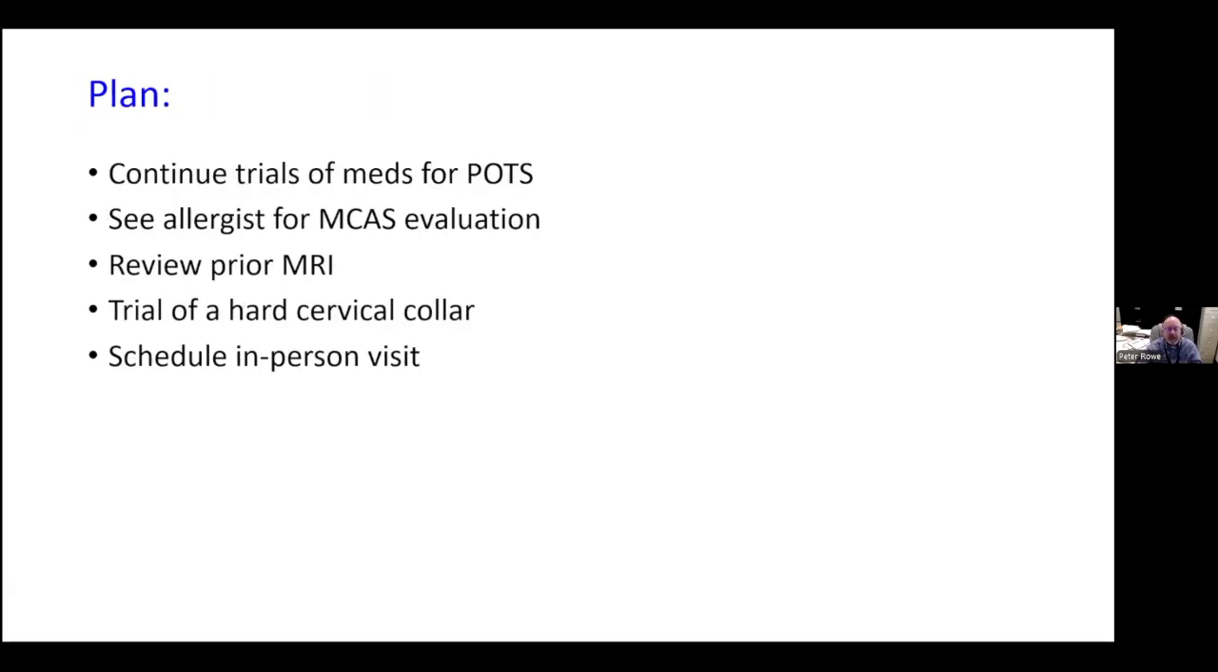So we said, all right, let's have you continue on trials of medications for POTS, return to the allergist for more mast cell activation evaluation. Send us up your prior MRI, and in the meantime, try using a hard cervical collar. And then once we've done all that, we schedule the visit in Baltimore.